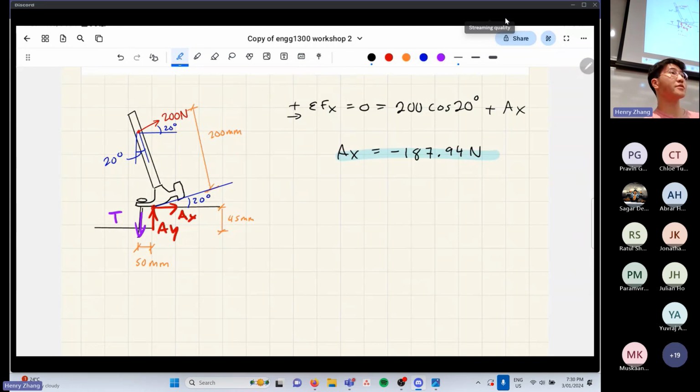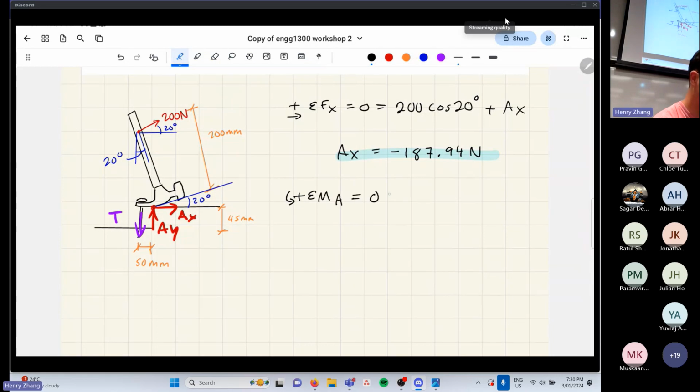Next, do you take the sum of the moments about a point, or the sum of the forces in the y direction? If you take the sum of the forces in the y direction, you're going to have two unknowns, so you can't do it straight away. That's why generally, when you're solving for a beam, this isn't a beam, but when you're solving for a beam, you take moments before you take the sum of the forces in the vertical direction. So that's exactly what we're going to do.